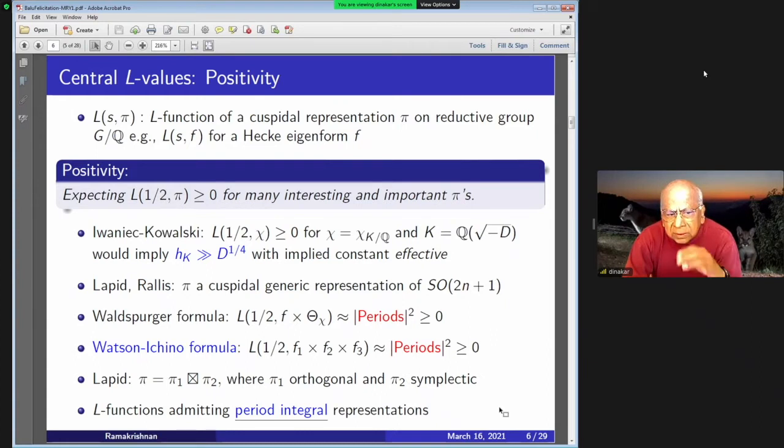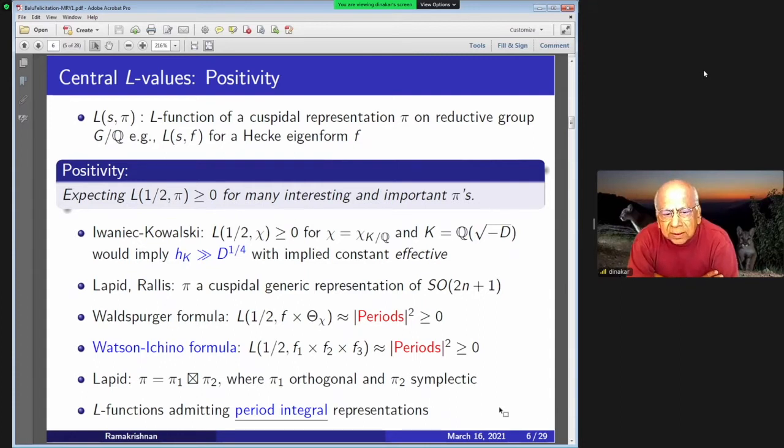There is an old result of Landau, which was generalized by Iwaniec and Kowalski, which says that if L(1/2, chi) for a quadratic character attached to an imaginary quadratic field is non-negative, then you get a lower bound for h_K of d to the 1/4, which is great because we don't know any power of d.